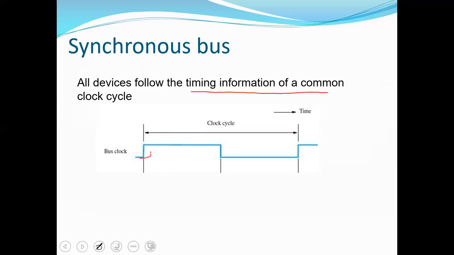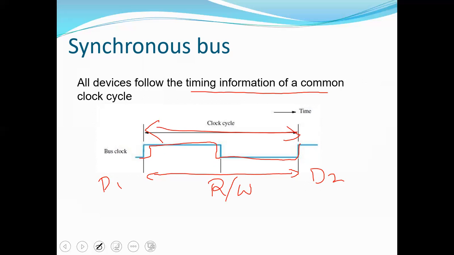So you can see here the bus clock. So a clock is fixed. By the end of this clock cycle, the operation should be completed. The read or write operation should be completed. So from device 1 to device 2, the data should have transferred during this clock cycle. This is one type of synchronous bus, where in one clock cycle, the clock width is fixed. That is, this width is fixed such that the slowest device, the farthest device also receives the information.